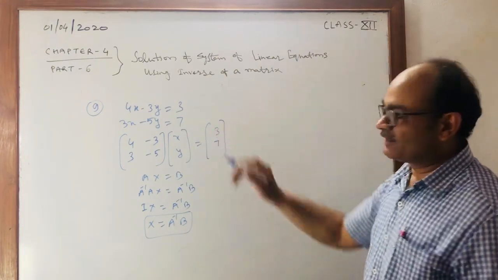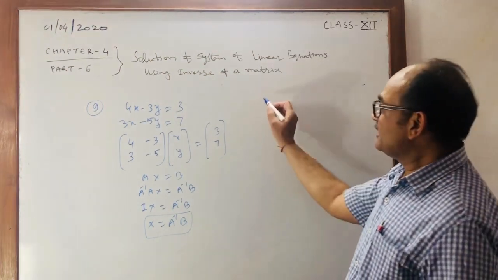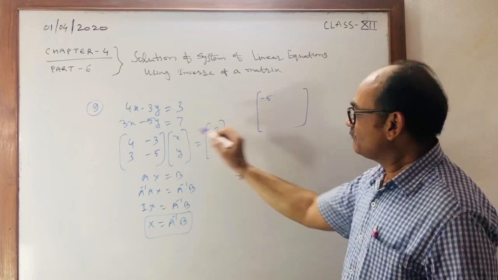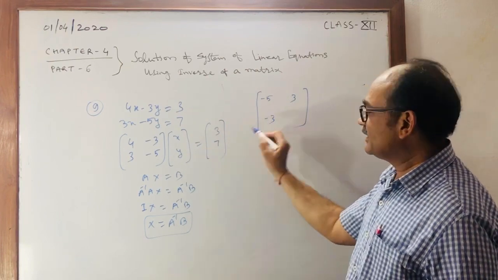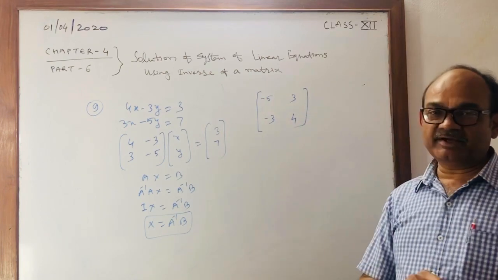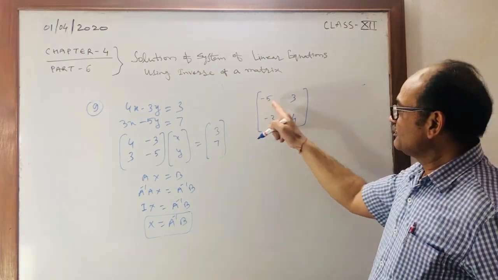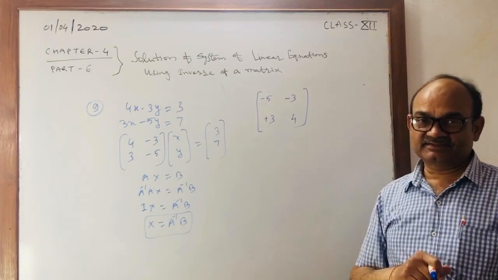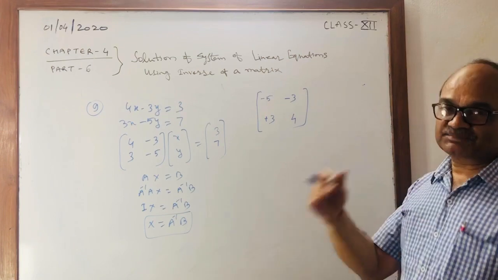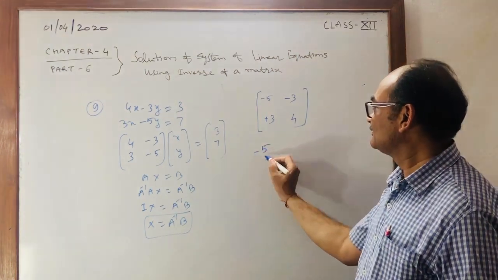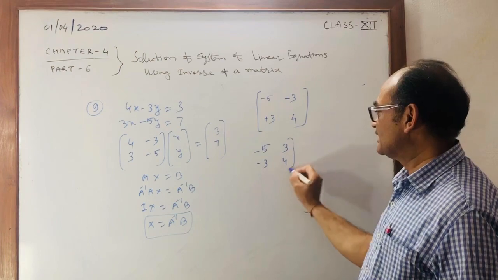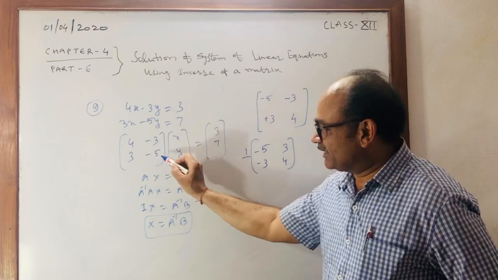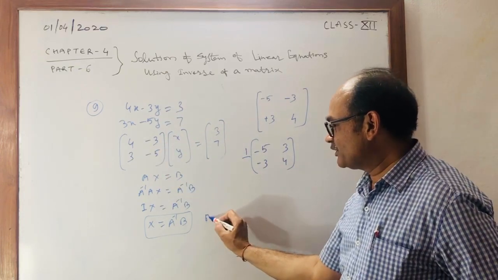It means we have to write the minors. So minors: 4, minus 5, minus 3, 3, and 3, minus 3, minus 5, 4. These are the minors. Place 11, 12, change the sign, 21, change the sign. This is the cofactor matrix. Cofactor matrix, if you transpose, so adjoint. This is the adjoint matrix. And adjoint matrix divided by the value of the determinant.